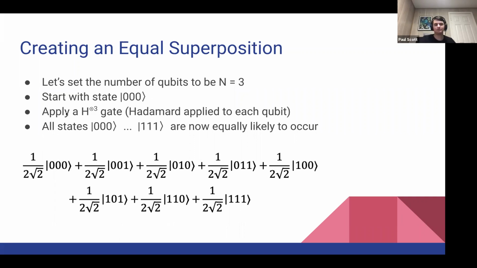Then we apply a Hadamard tensor 3 gate. This notation just means we apply a Hadamard gate to each qubit. The result is that all of these states are now equally likely to occur. So if we were to measure this quantum state as it is, it's your best guess what state it's going to result in, because they're all equally likely to be measured. This state is not particularly useful at this point.